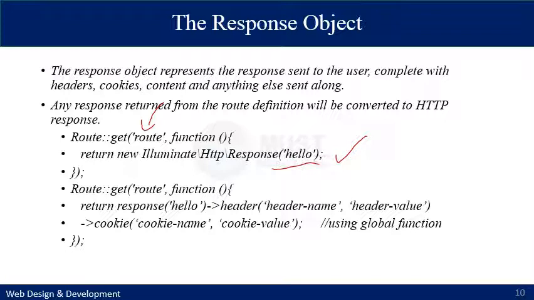The next step shows a similar mechanism to get the route, and in this way the response is attached with a header name and a header value, along with a cookie name and a cookie value. You can specify any of the values at these placeholders.